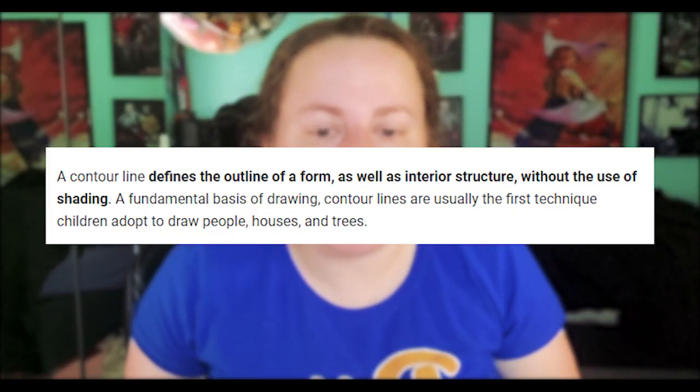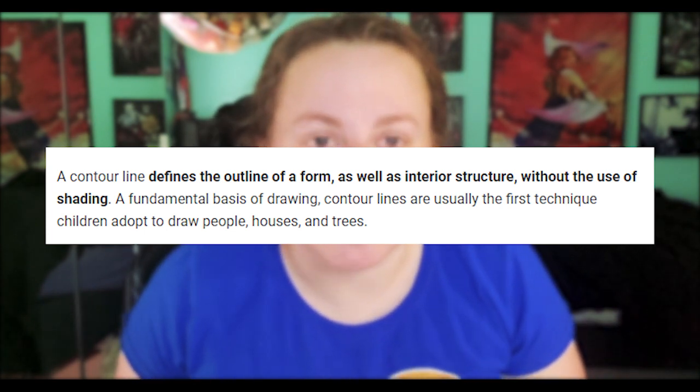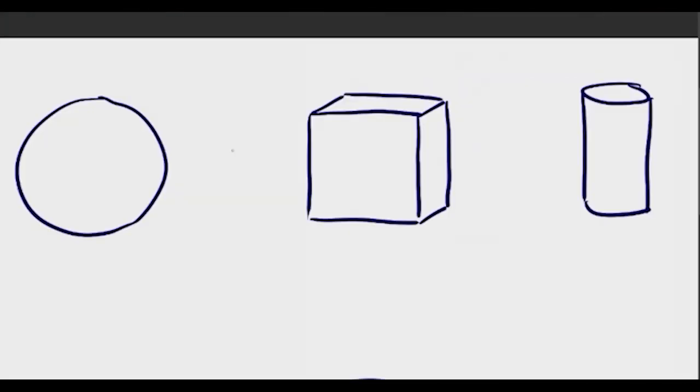First, what are contour lines? Contour lines are lines that define the outline of a form without the use of shading. Simply put, it is the lines that people normally make while they're drawing. We normally use drawing outlines in our illustrations, but this video is about cross contour lines. So what are these exactly? With these examples, I'm going to show what cross contour lines are and how they work.